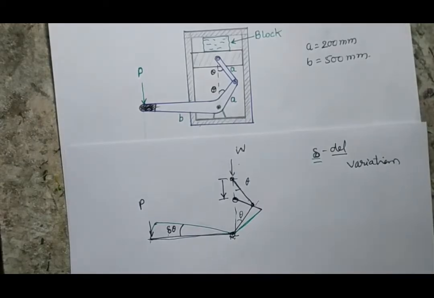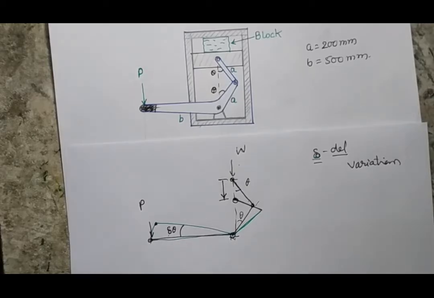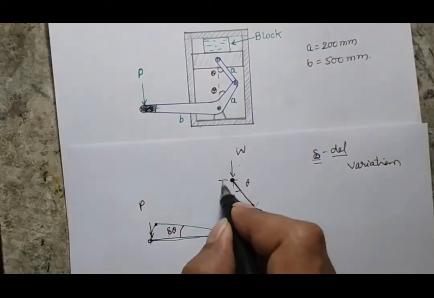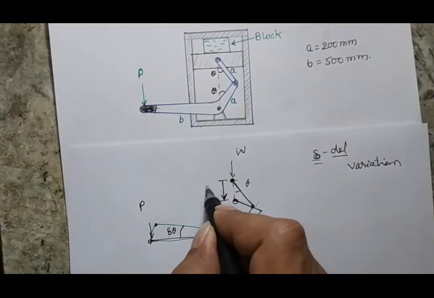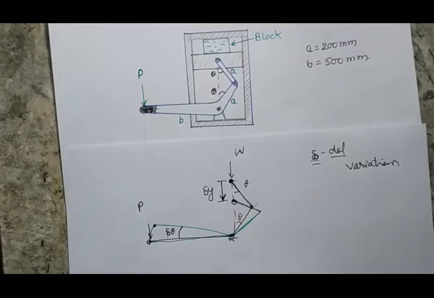So if you want to find any change, you have to differentiate your coordinate. What do you mean by that? Suppose I am interested in finding this variation. This is del y. How can I find the variation of this point because of the virtual displacement?